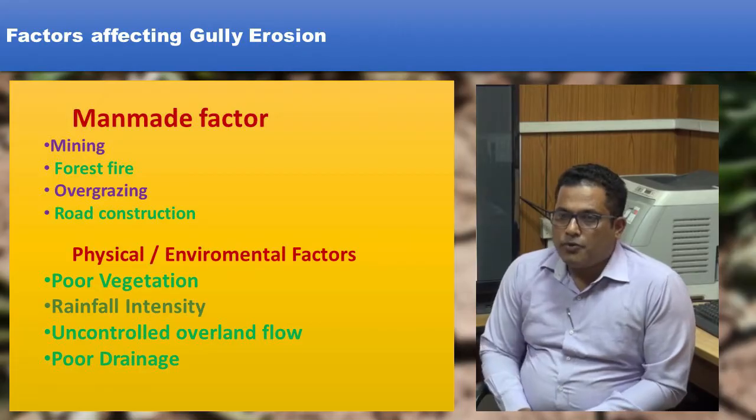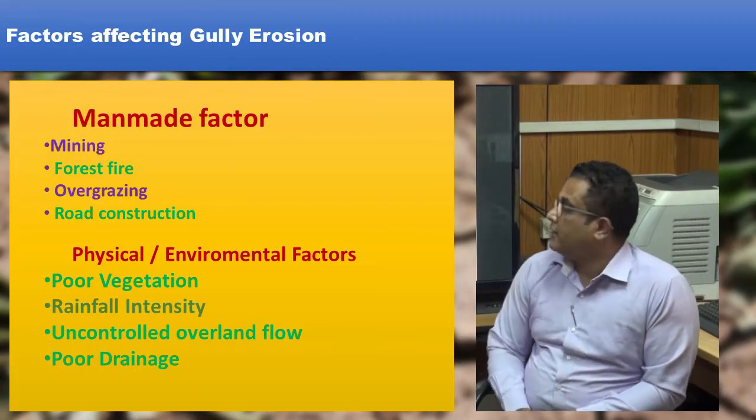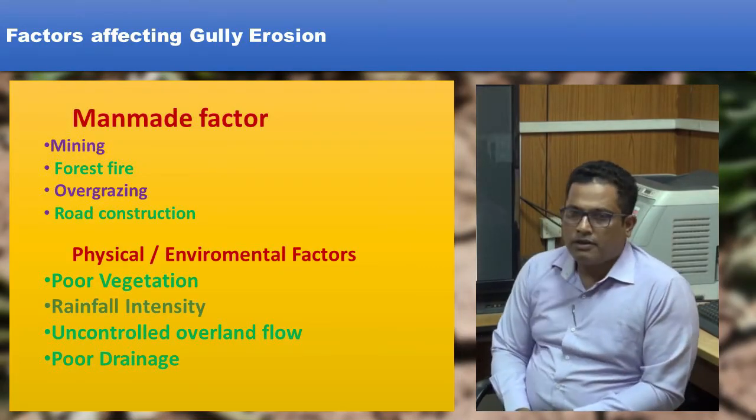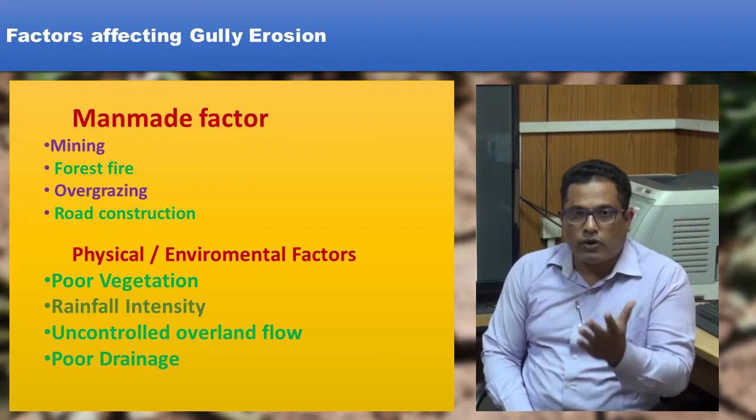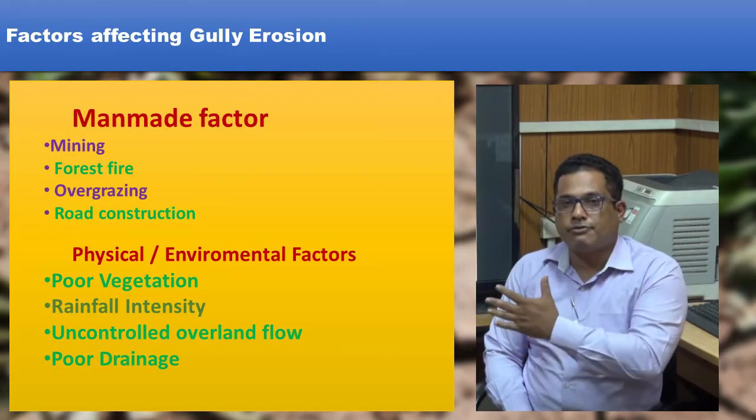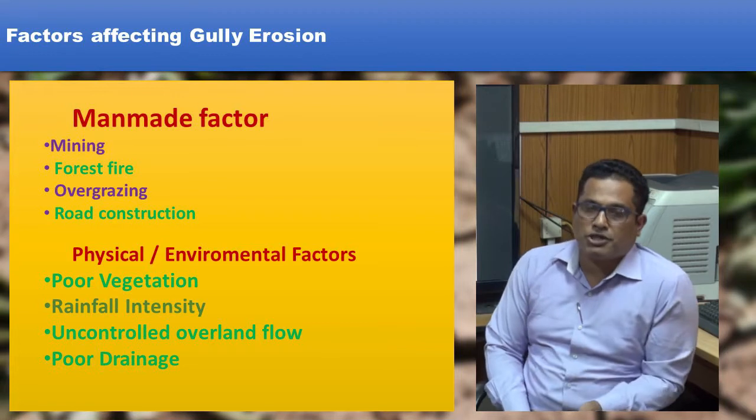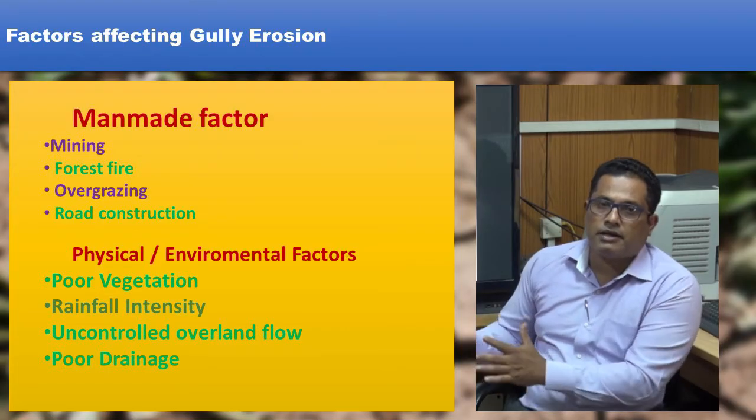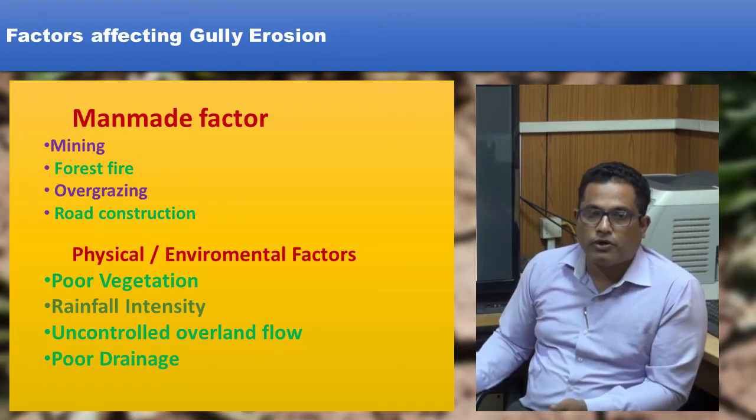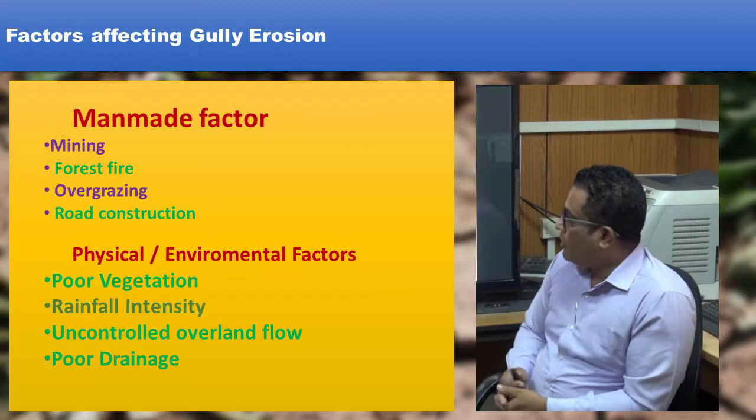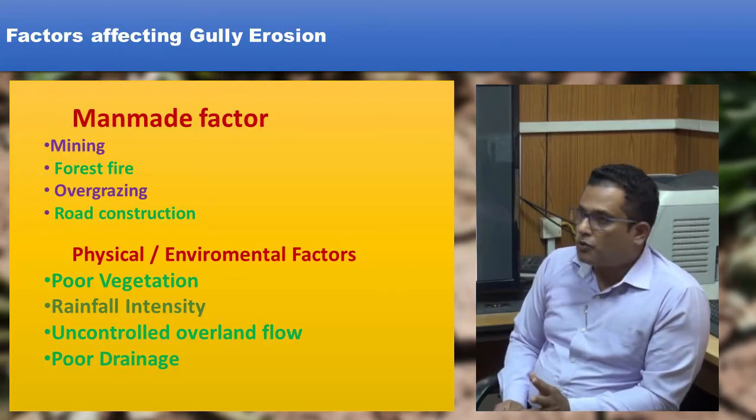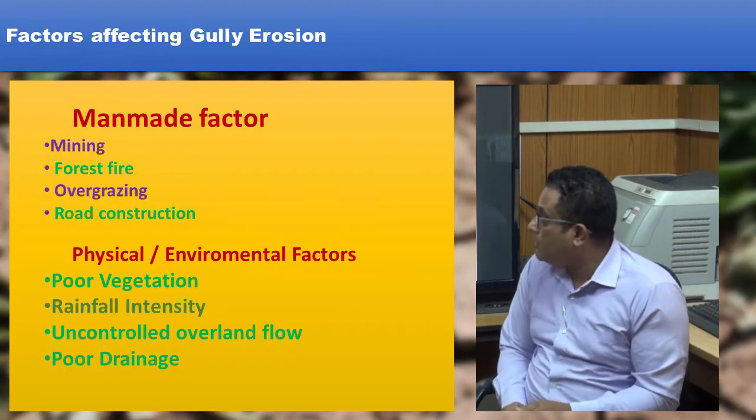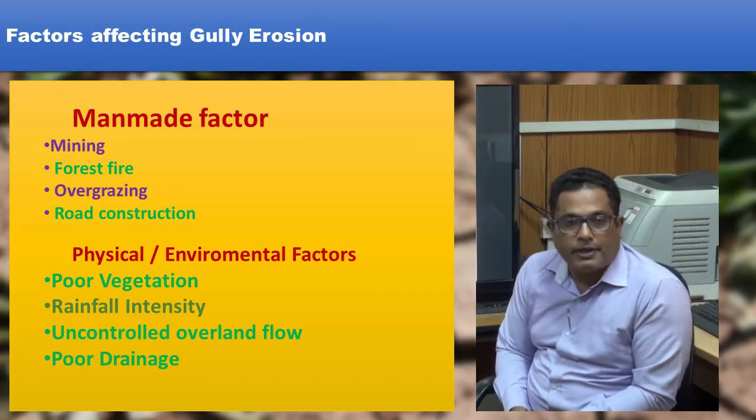Now coming to the factors that affect gully erosion. The factors which affect soil erosion are the same as the factors which affect gully erosion too, because gully erosion cannot be classified other than soil erosion. It is one form of soil erosion. So we can put the factors into two categories: man-made factors and environmental factors.